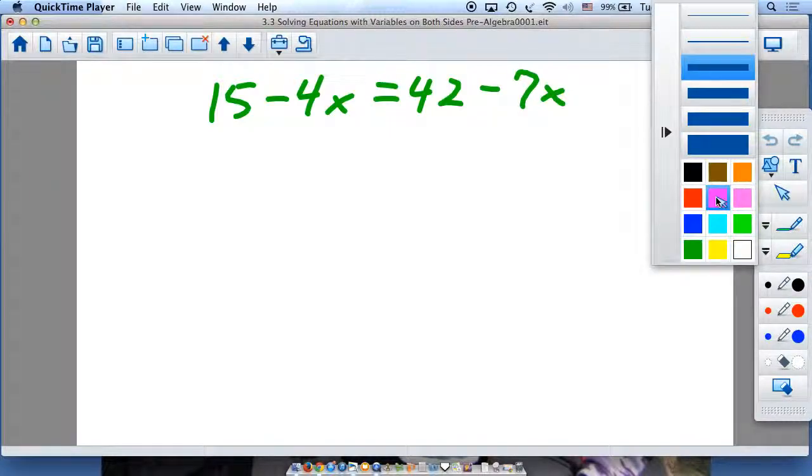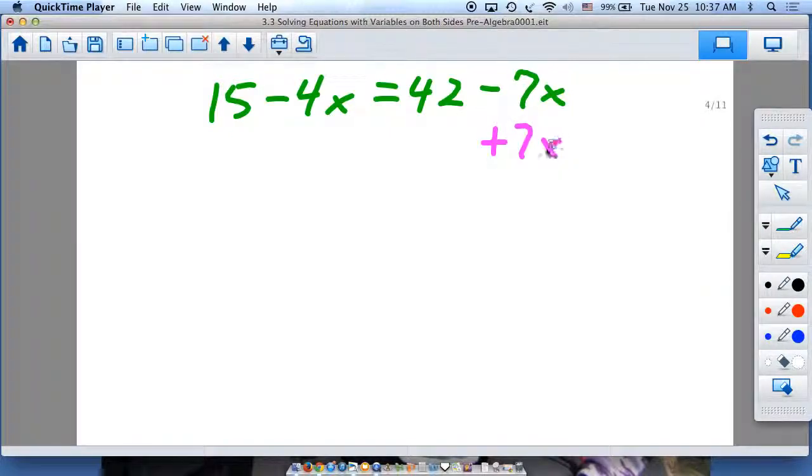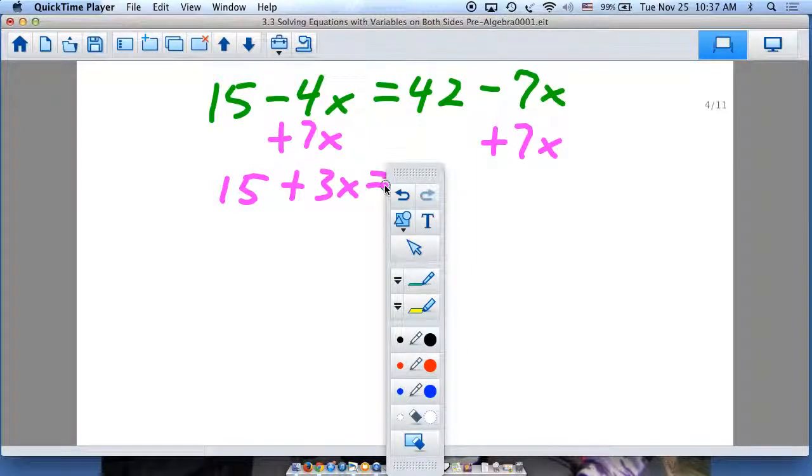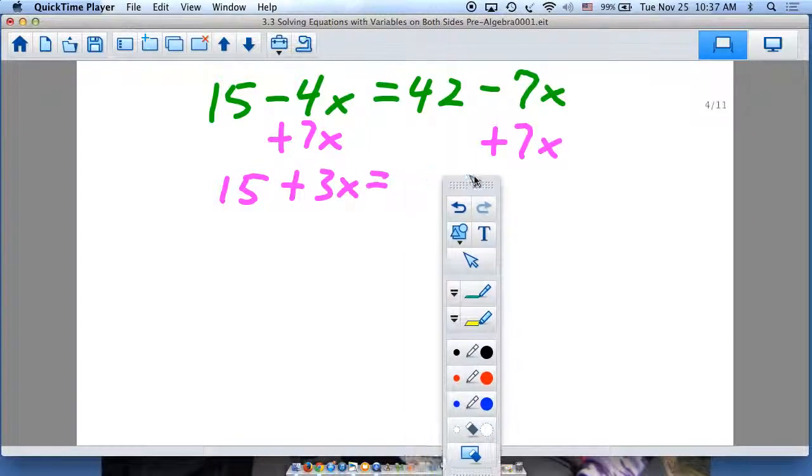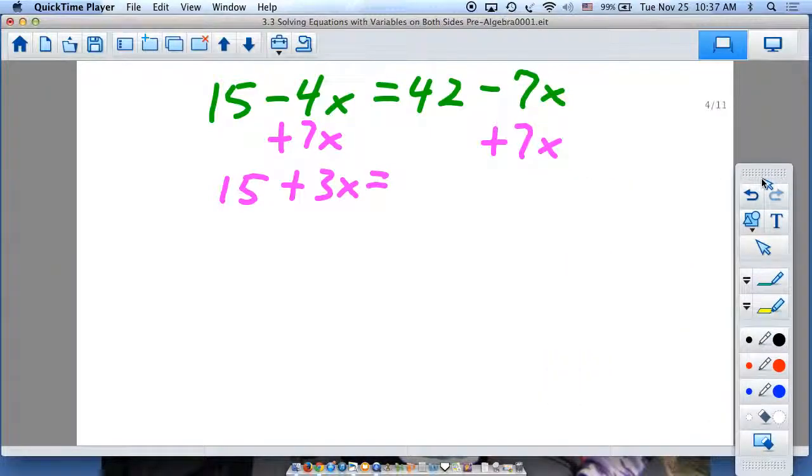If I was solving this one, I would have added 7x. I'm a big fan of putting my variable on the left-hand side if I can. If I can't, it's okay. So we're left with 15, negative 4x plus 7x is a positive 3x. Hopefully you got that. Then we have 42 on the right-hand side because negative 7x plus 7x is 0.